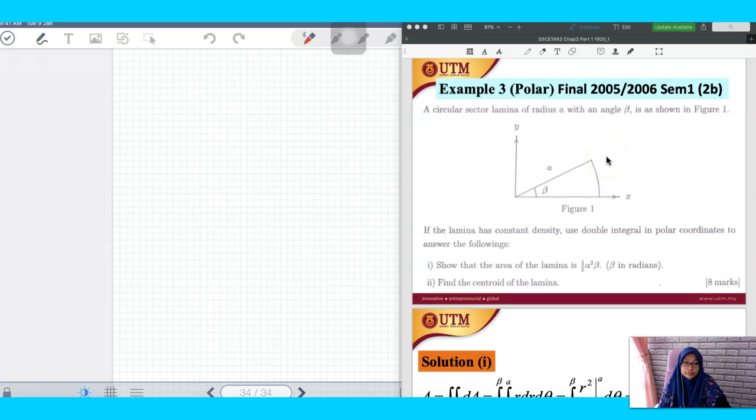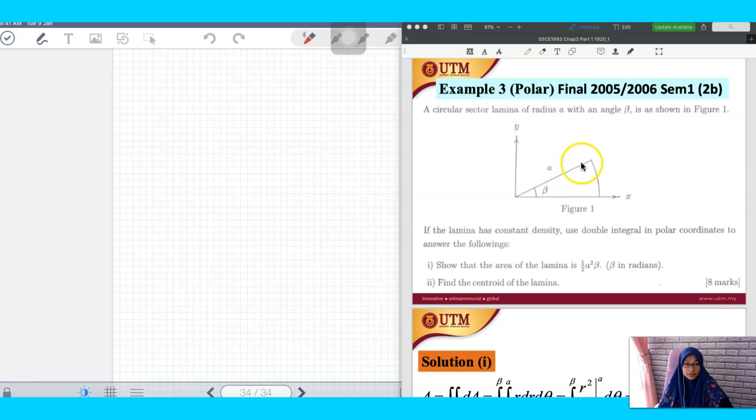Okay, so now look at example 3, which I'm taking again from a past year final exam, but a long time ago, 2005, 2006. This one is a more general question, where they give you something different, because now they sketch the region for you.